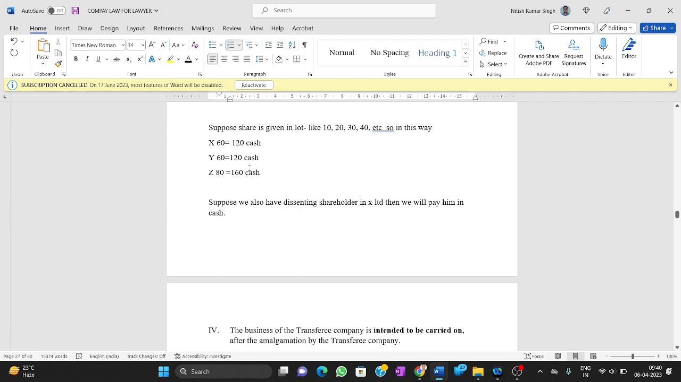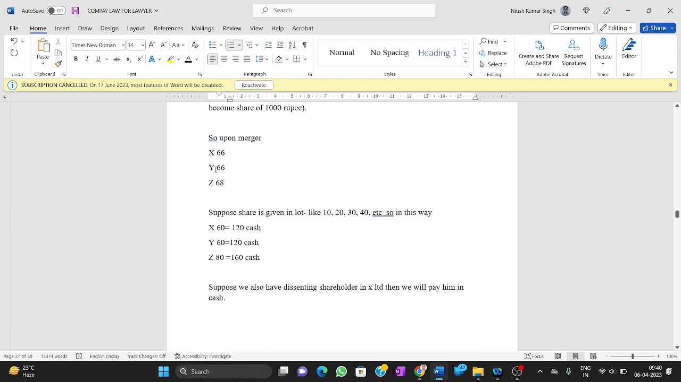Now suppose the shares are given in lots like 20, 30, 40, 50, 60 in this way. So X will get 60 shares and for the remaining 6 shares he will get cash of 120. You can see again Y will get 60 shares and 120 cash for the remaining 6 shares, and Z will also get 60 shares and 160 rupees in cash for the remaining 8 shares, as Z has 68 shares but he is getting 60 shares, so for the remaining 8 shares he will get cash.